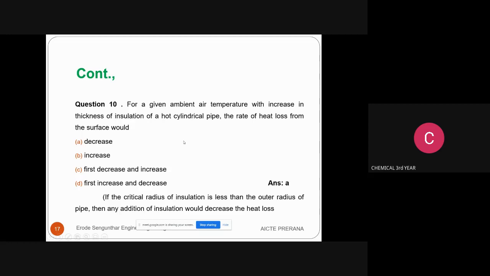How are we saying this? It is decreasing mode. If the critical radius is less than your outer radius, and if we keep on increasing the thickness of the insulation, definitely it will decrease the heat loss, right? Practically we can tell the answer, no need of searching all kinds of theory. We can tell this answer from the practical view itself, because if the critical radius of insulation is less compared to your outer radius of pipe, while increasing the addition of insulation thickness, definitely the heat loss will be decreasing. Option A is the answer for this question.